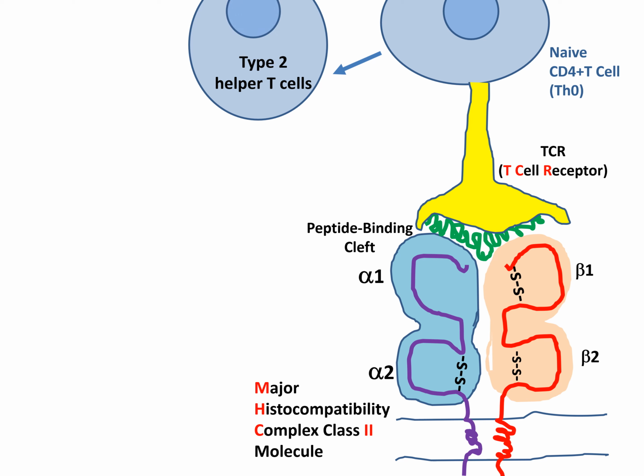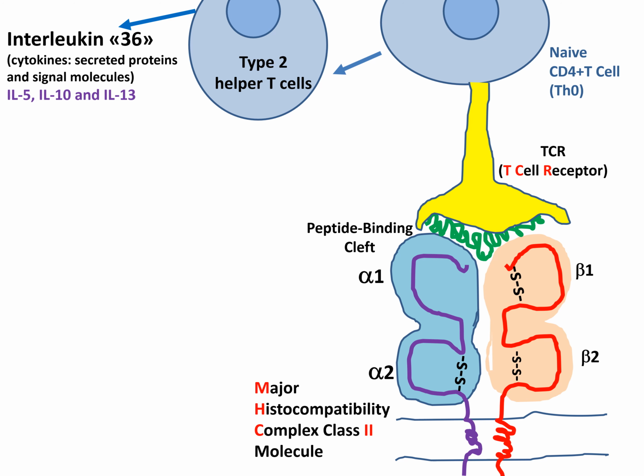So here we have the type 2 helper T cells. They are going to generate different types of substances, cytokines. These cytokines are actually specific proteins that will be secreted by these helper T cells, and they are actually signal molecules.